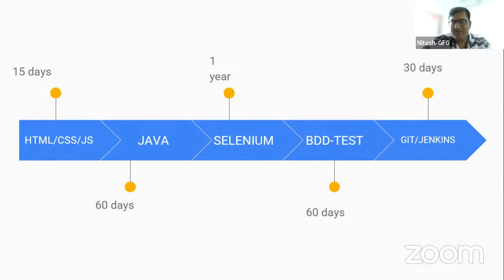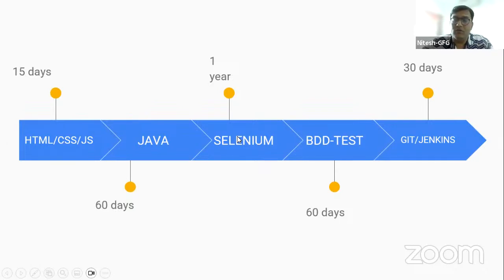Java, 60 days. I've written 60 days because at least the basic part, the things which are necessary to start with Selenium, take around 60 days. But that doesn't mean that if you complete Java in 10 days or 3 weeks, you will not go ahead with Selenium. It's not like that. What I'm saying is, this is the minimum number of days you have to work on your own to learn Java.